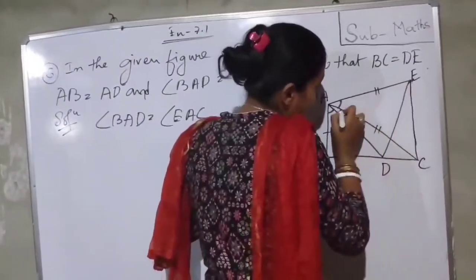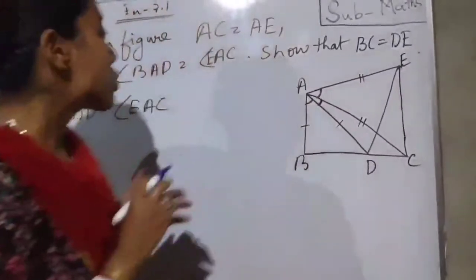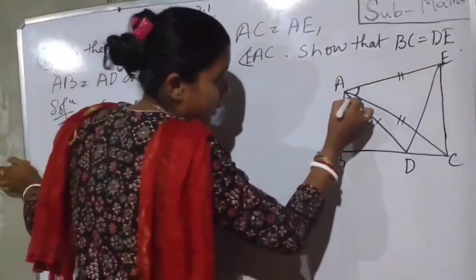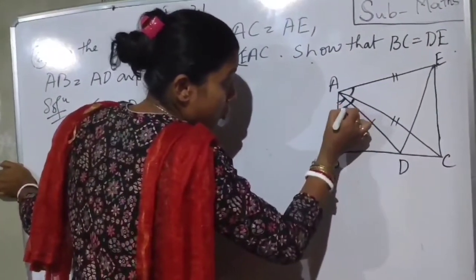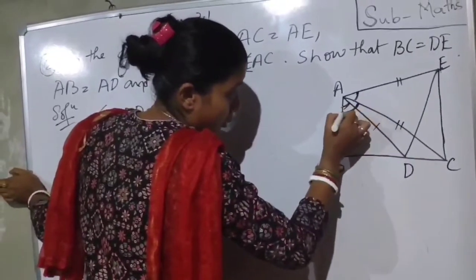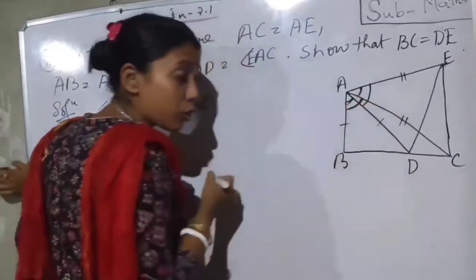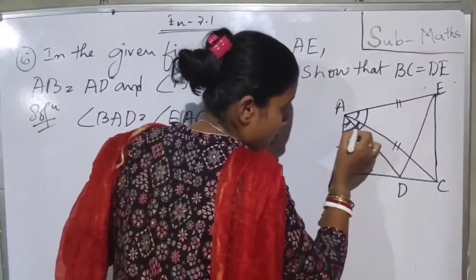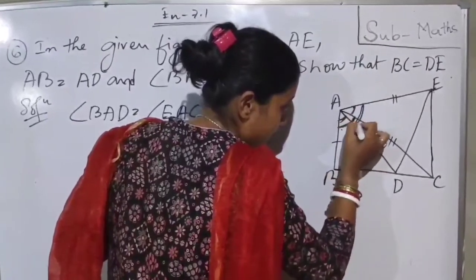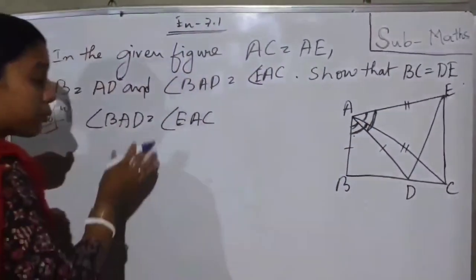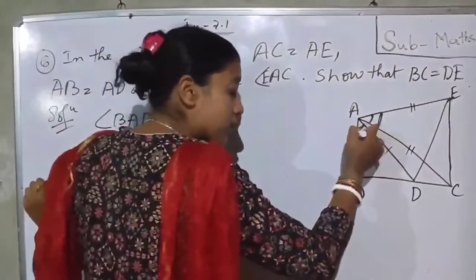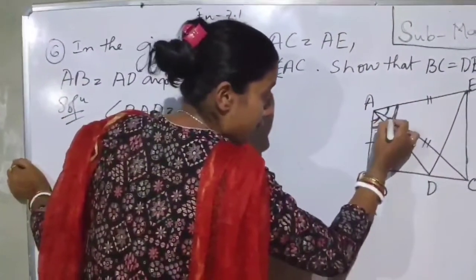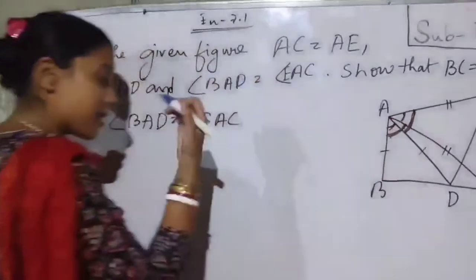In triangle ADE, this part is also included. You are given that angle BAD is equal to angle EAC. If we include this angle also here and here, then these two are also equal. So we will take the sum of these two angles and the sum of these two angles, which are equal.